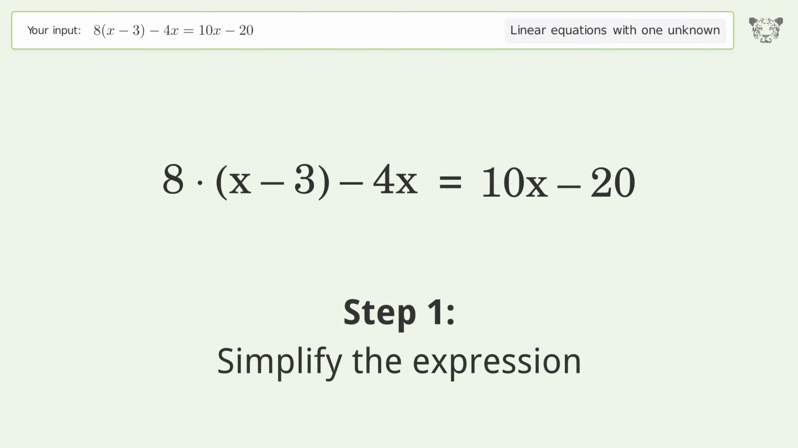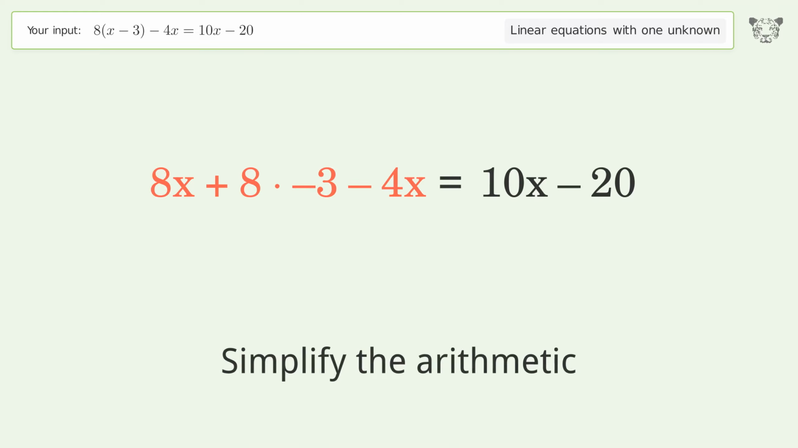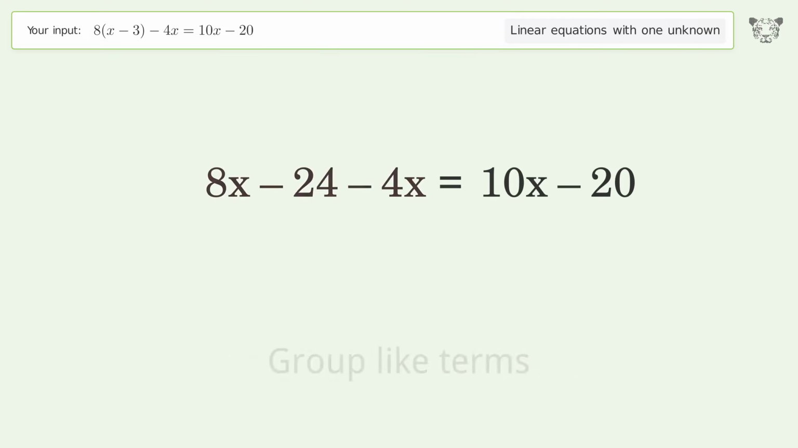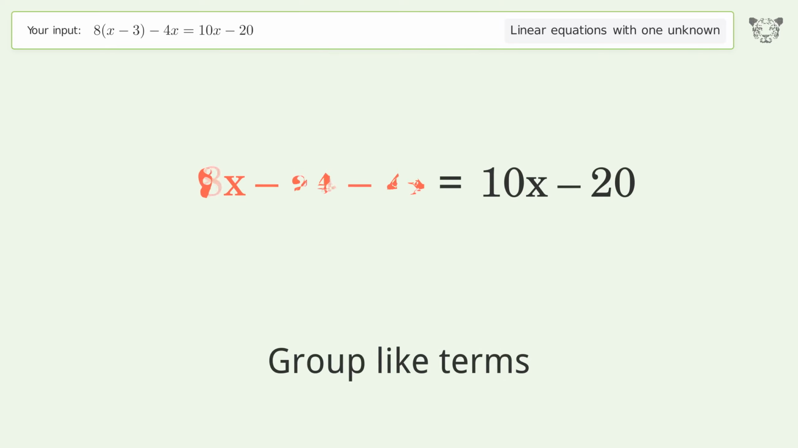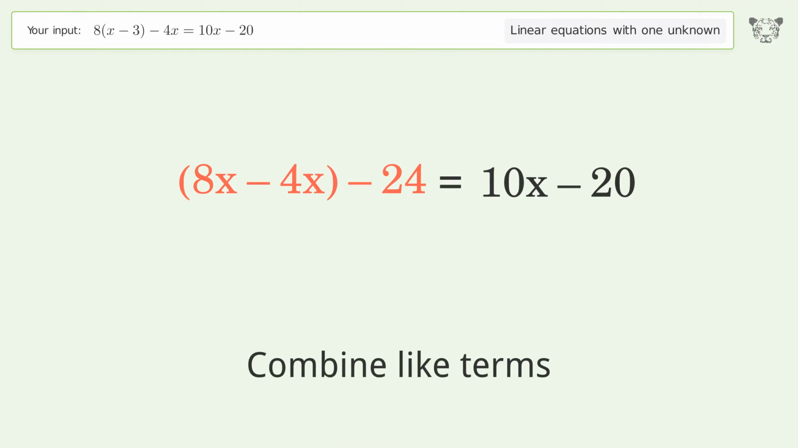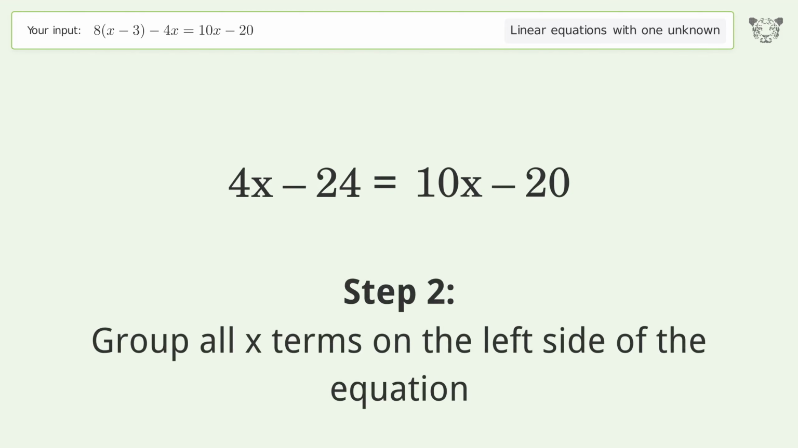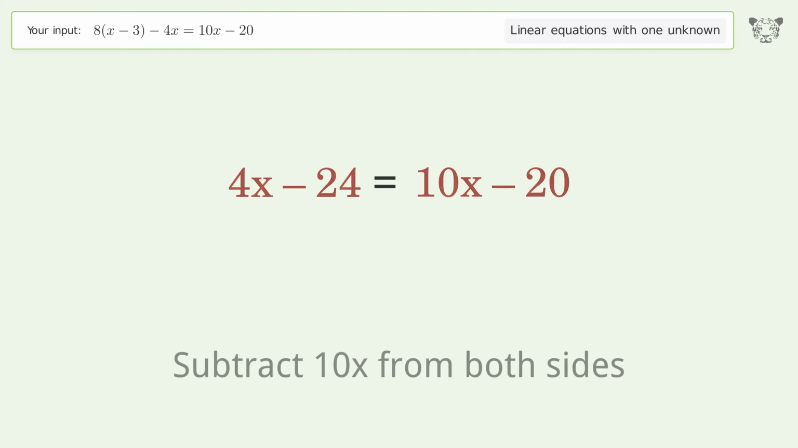Simplify the expression. Expand the parentheses. Simplify the arithmetic. Group like terms. Combine like terms. Group all x terms on the left side of the equation. Subtract 10x from both sides.